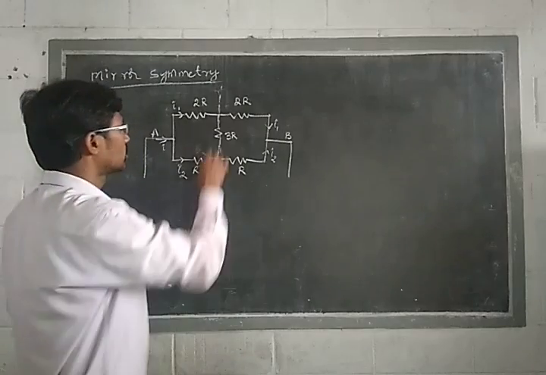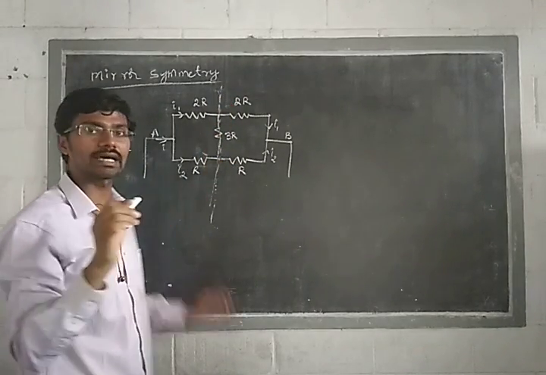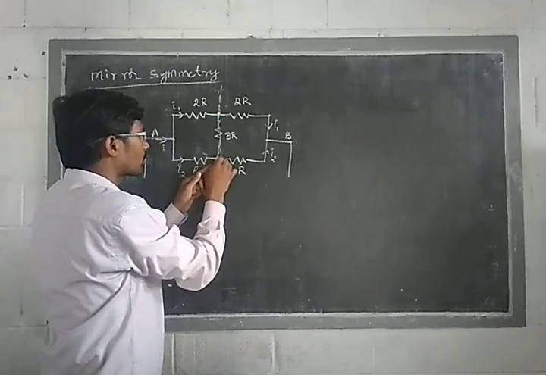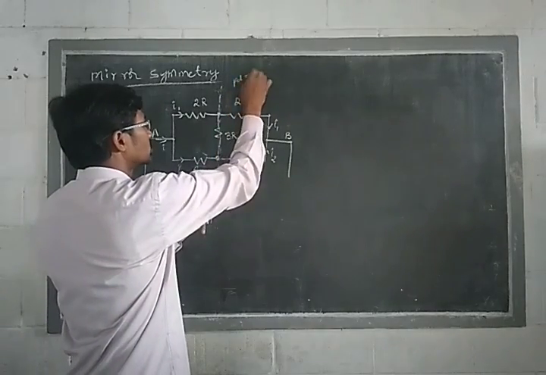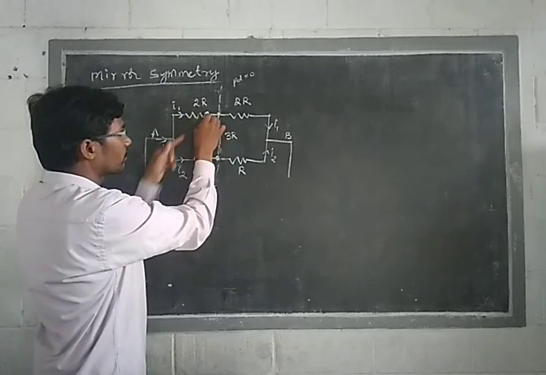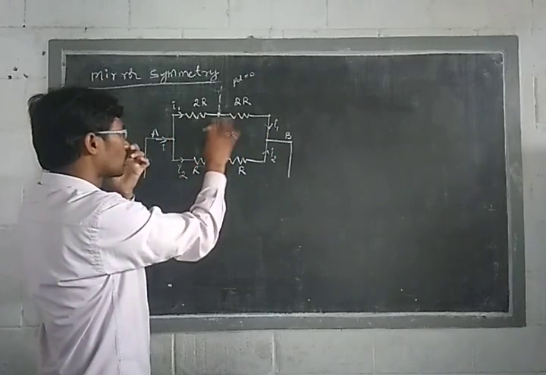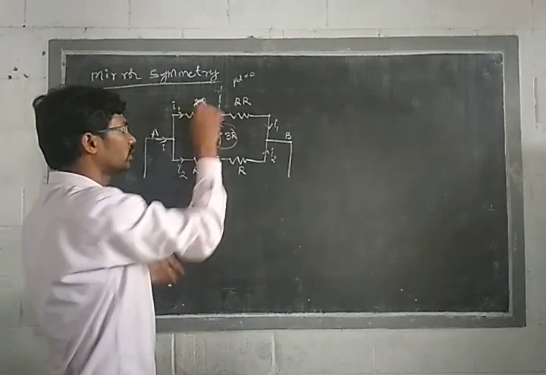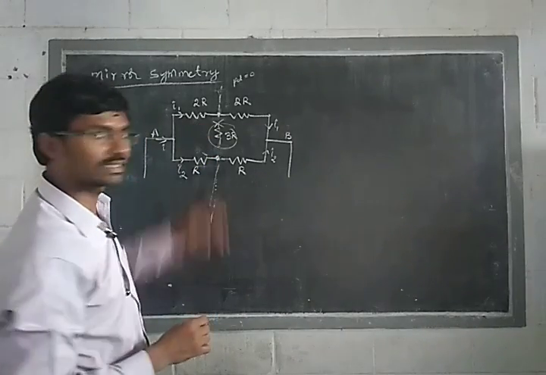In this case, when you take the mirror part along this axis, the resistance is ineffective, because the potential difference across these 2 points will remain the same. Potential difference is equal to 0. Then there is no current. Look at this one. I1 current is flowing, but the same I1 current is flowing here also. That means there is no flow of current across this 3R resistor. So you need not consider this resistance. Simply you can remove that resistance.